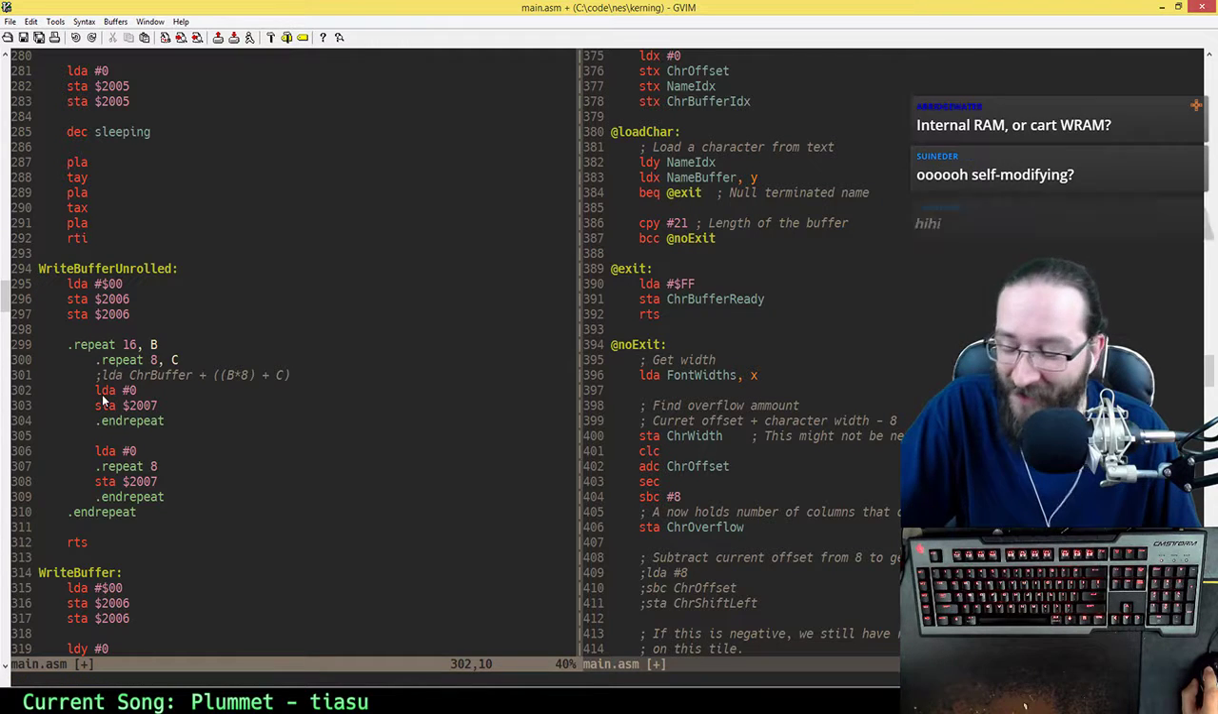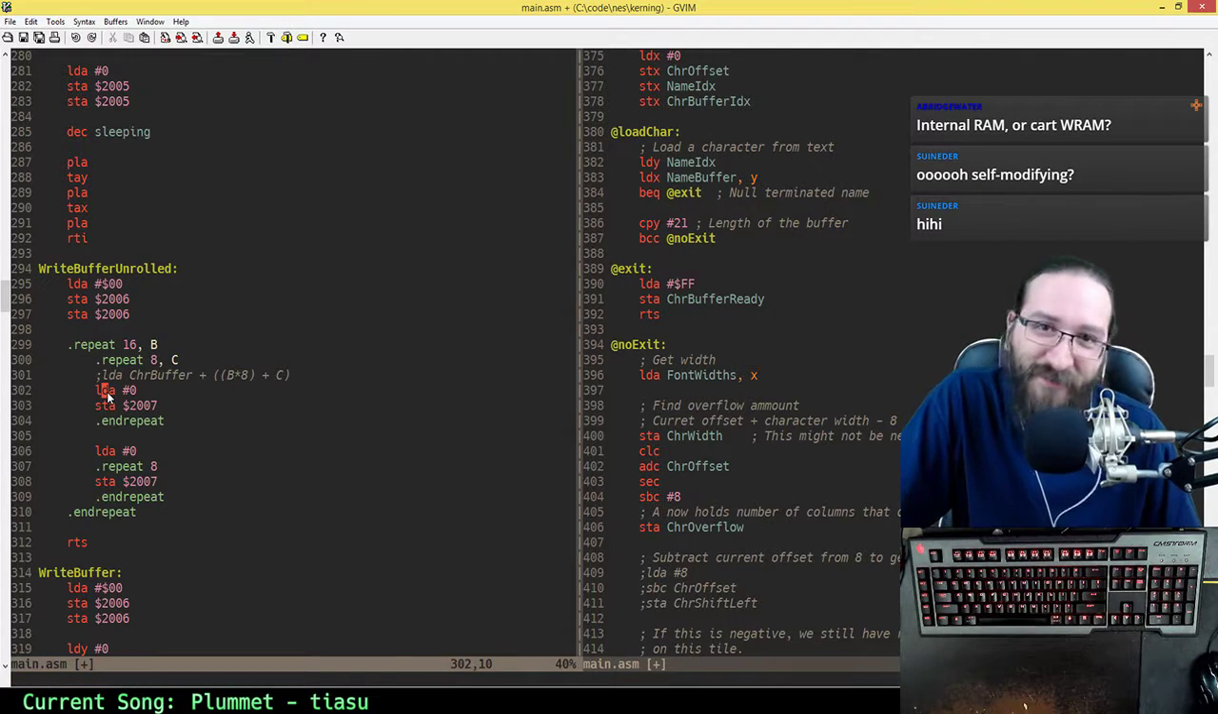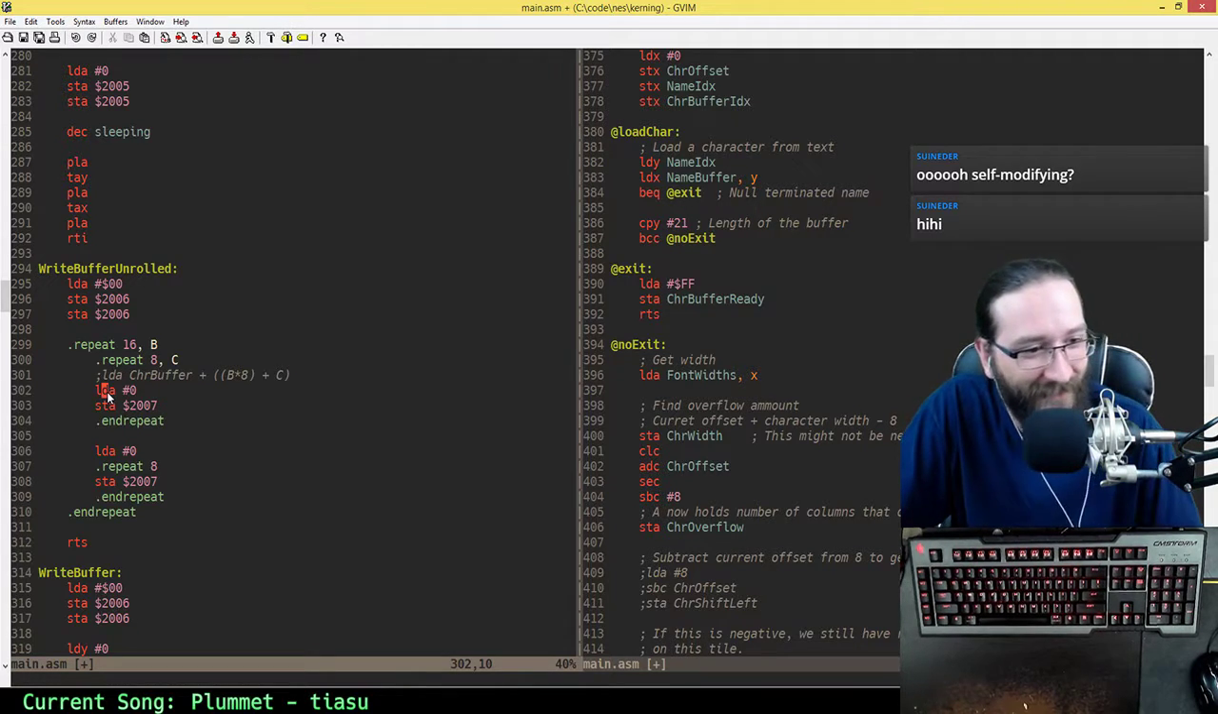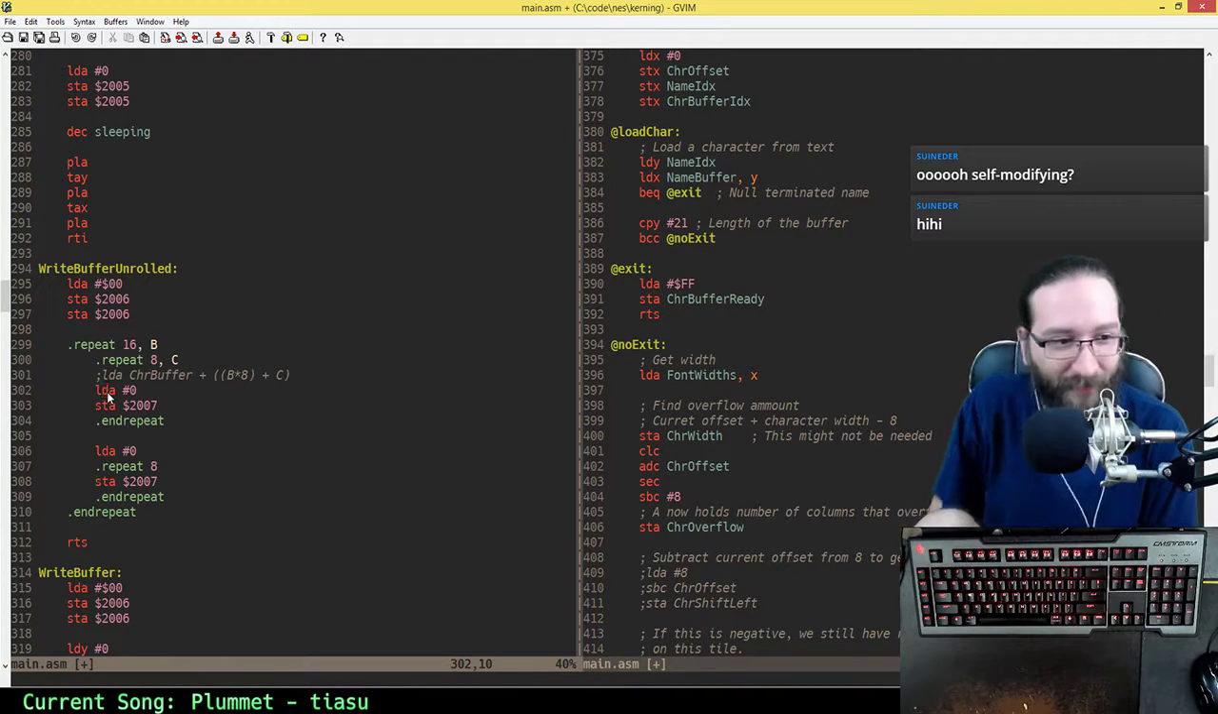It would be internal, because I did the math, and if I use the immediate mode, I've got like 26 bytes left over that are outside of zero page and outside of sprite OAM and all that. Self-modifying. I'm thinking about it.